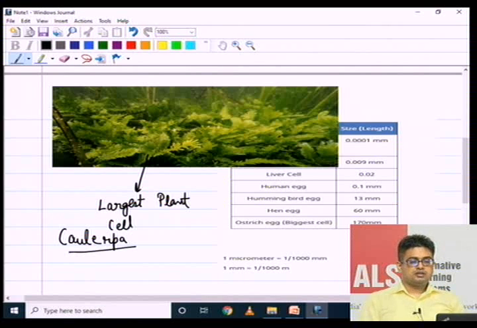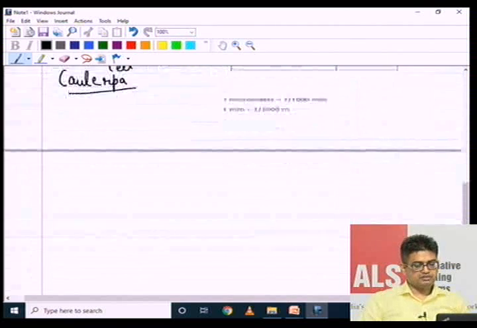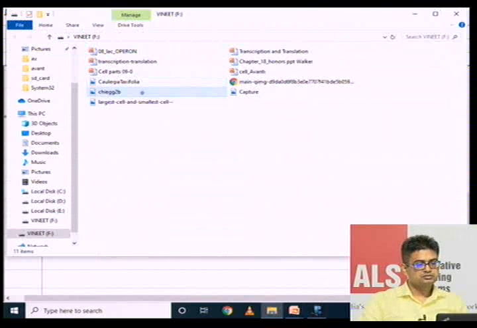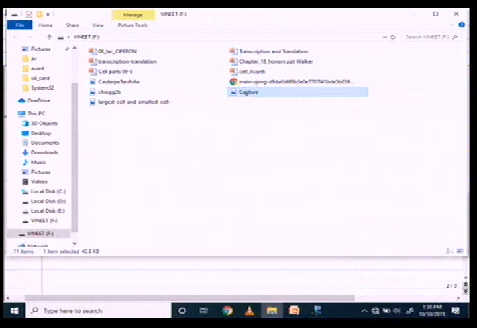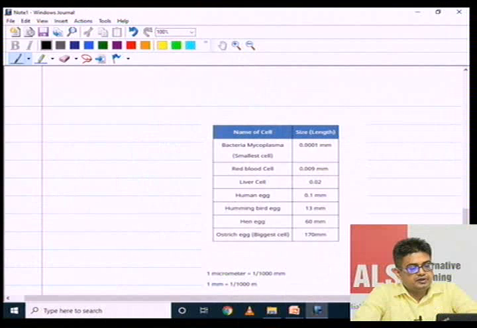Now for comparison, I will give you one more picture. Okay. So the bacterial mycoplasma is about 0.0001 millimeter, the mycoplasma that you just saw. Red blood cell is 0.009 millimeter. Liver cell 0.02, it's larger.